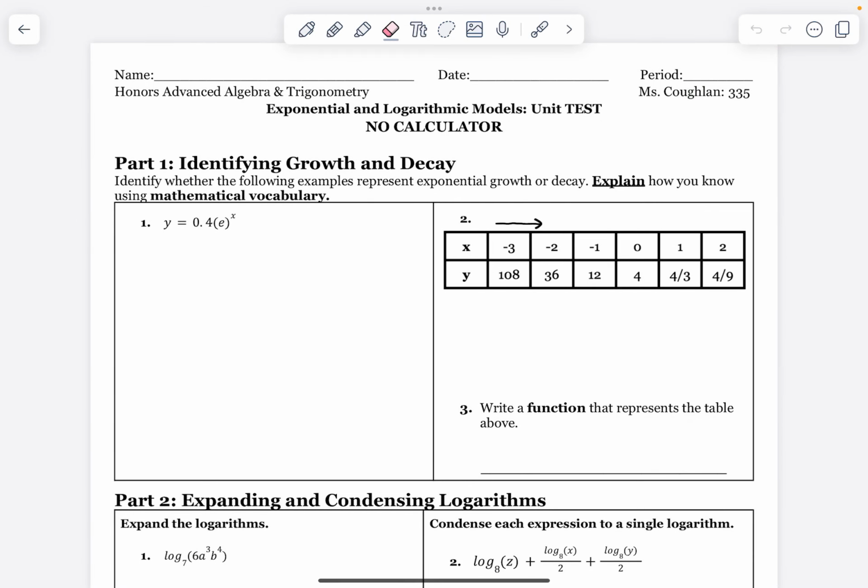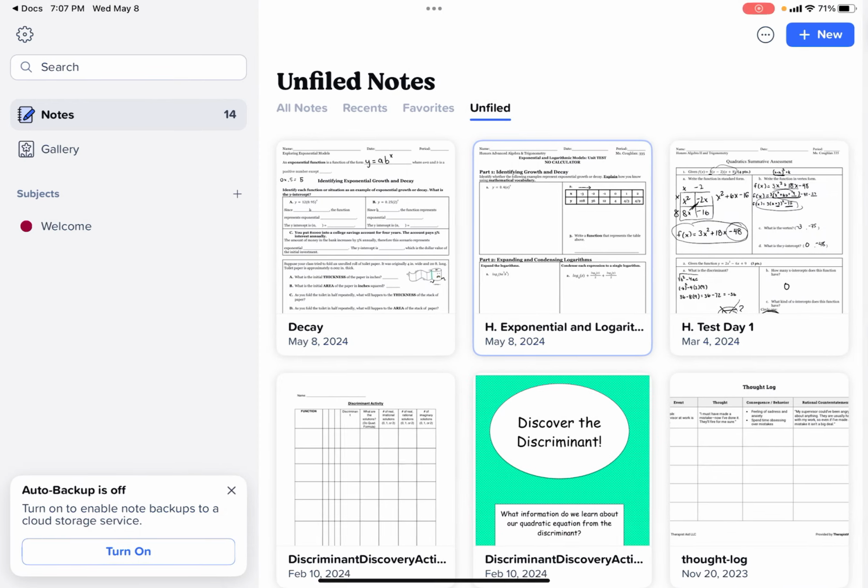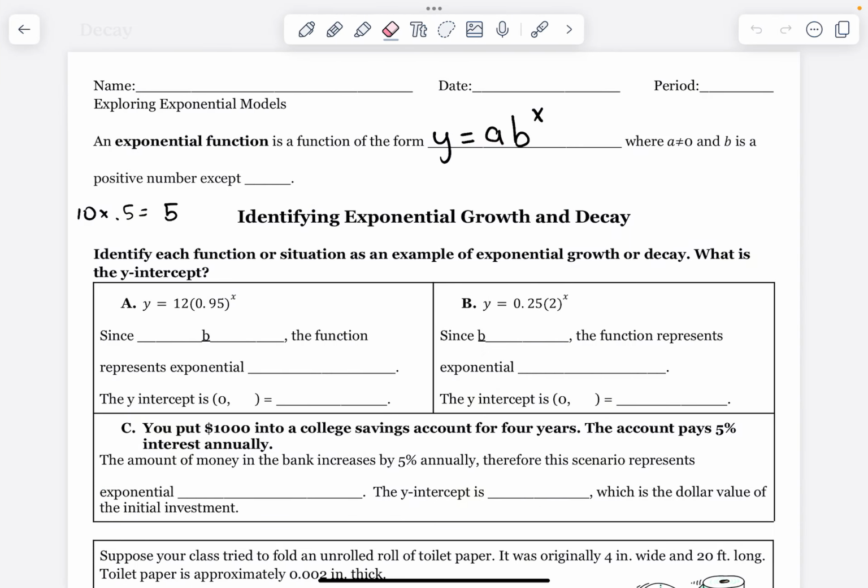Alright everybody, in this video I'm going to be going over the exponential and logarithmic models unit tests that we took last week. Part 1 starts by asking you to identify whether a model represents exponential growth or exponential decay. And then to get a 4, you should be able to write a function that describes a pattern. Before we start with number 1, I want to actually refer you back to this packet.